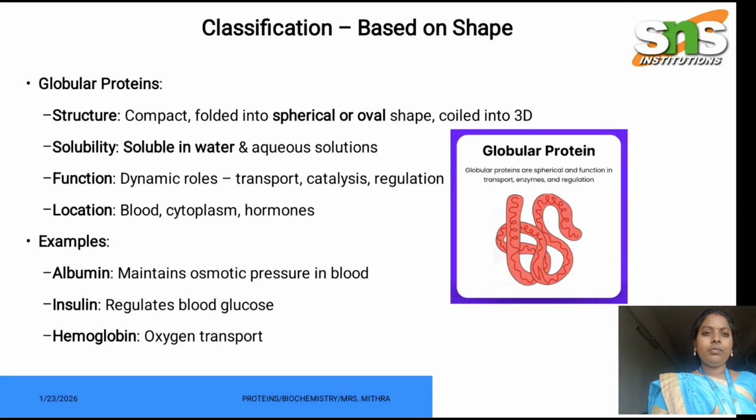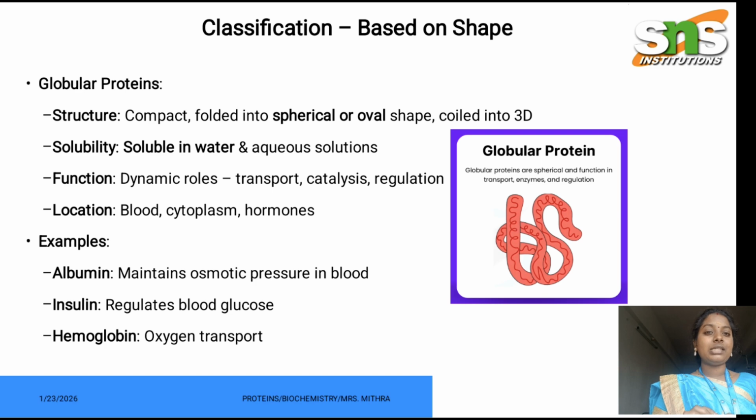And the second classification based on shape is globular protein, and you can see the globular structure. It is in the form of a spherical or folded oval shape, and it is coiled into a 3D structure. In solubility, it is soluble in water. It plays a major role in transport, catalysis and regulation, and it is mainly present in blood, cytoplasm and hormones.